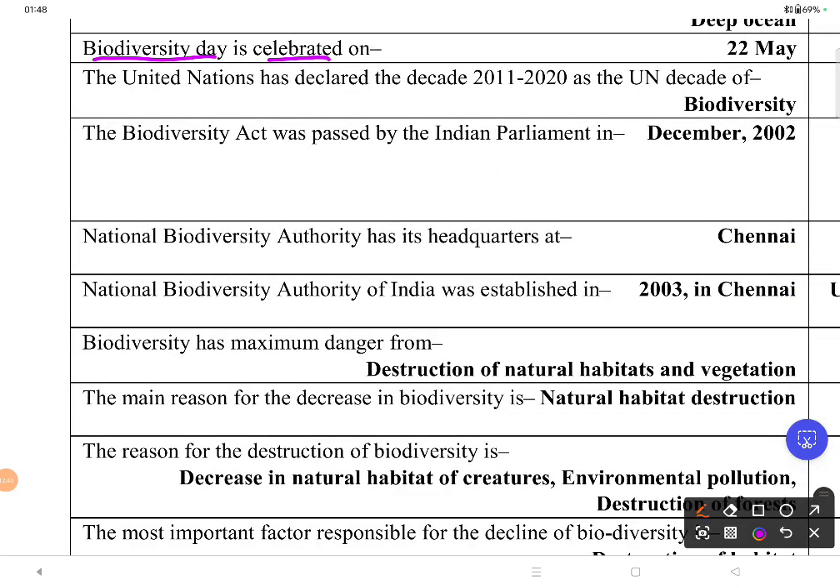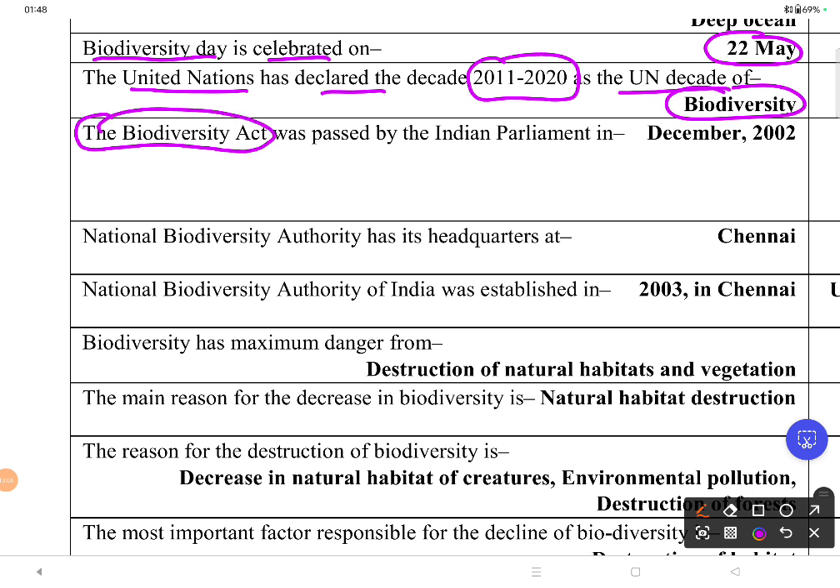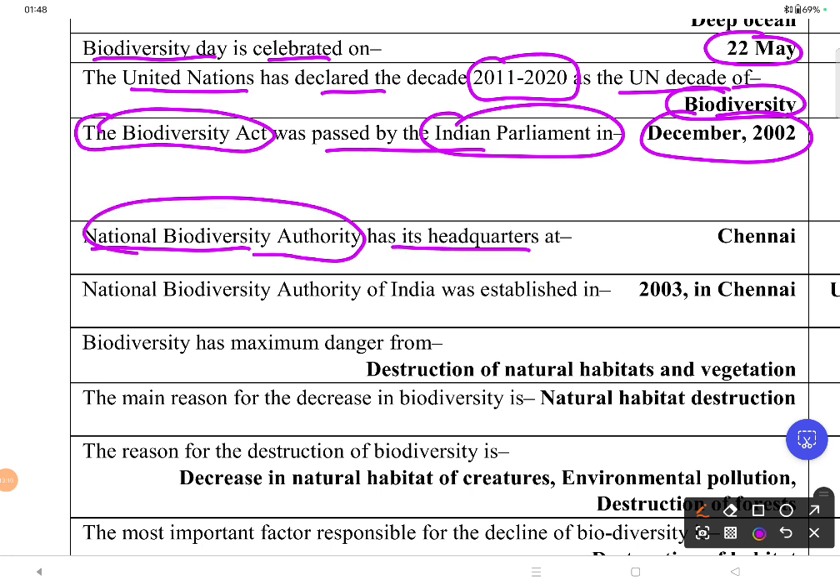Biodiversity Day is celebrated on 22nd May. United Nations has declared the decade 2011 to 2020 as the UN Decade of Biodiversity. The Biodiversity Act was passed by Indian Parliament in December 2002. National Biodiversity Authority has its headquarters at Chennai. National Biodiversity Authority of India was established in 2003 in Chennai.